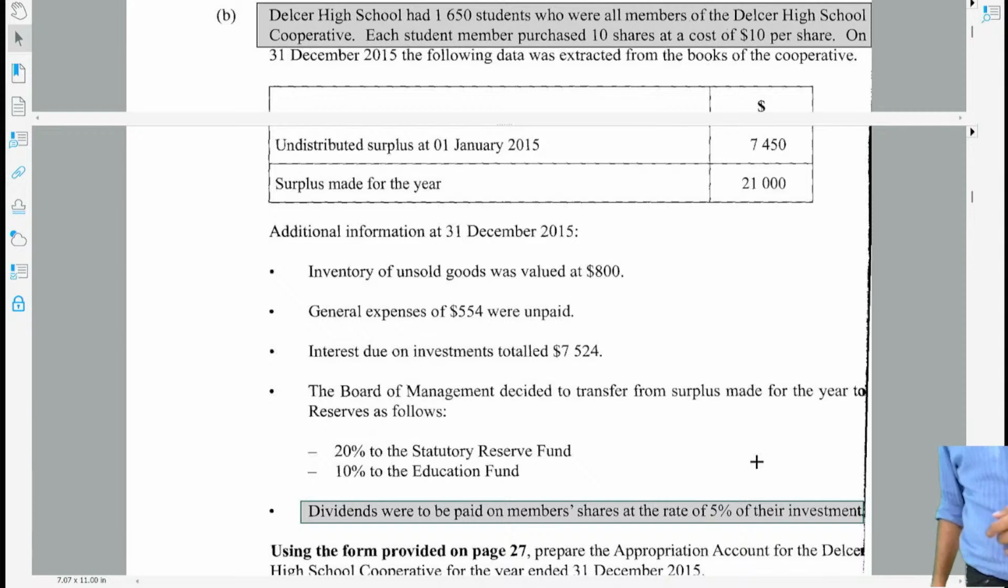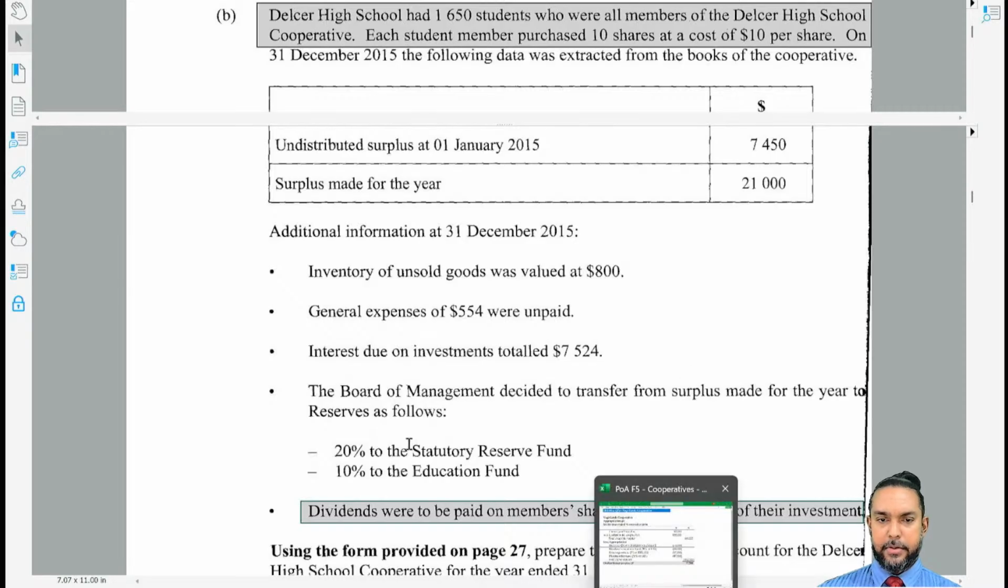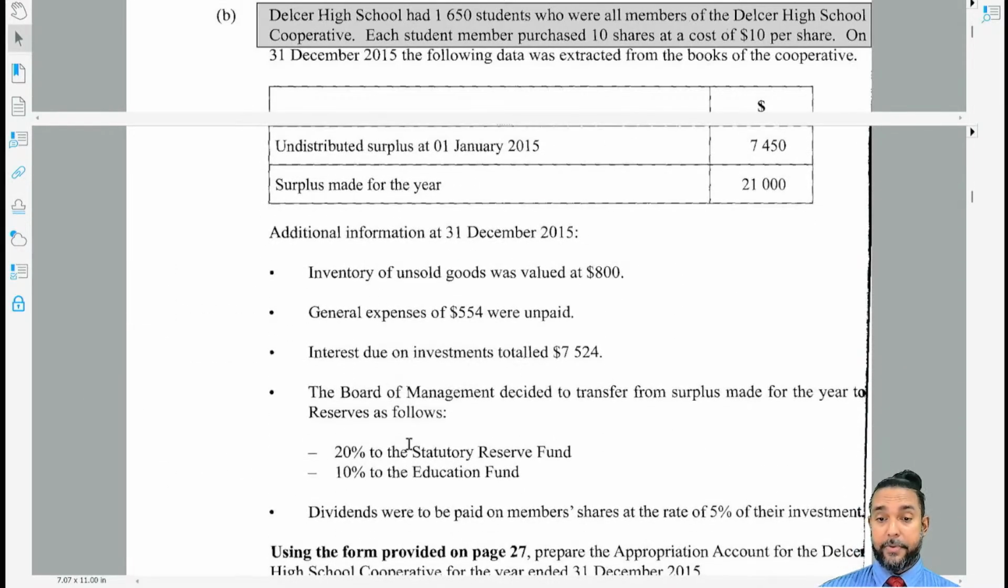Okay. Let's. All right. So which year is this? 2016 me. Oh, so Cooperatives came two years in a row. Interesting.